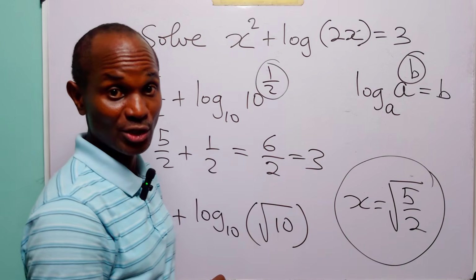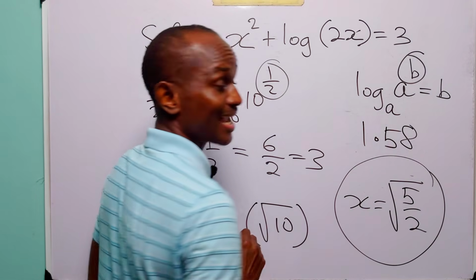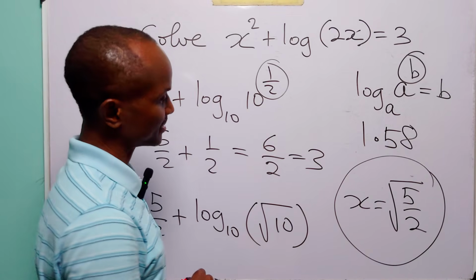This is the exact value of x, and 1.58 is the approximate value of x.